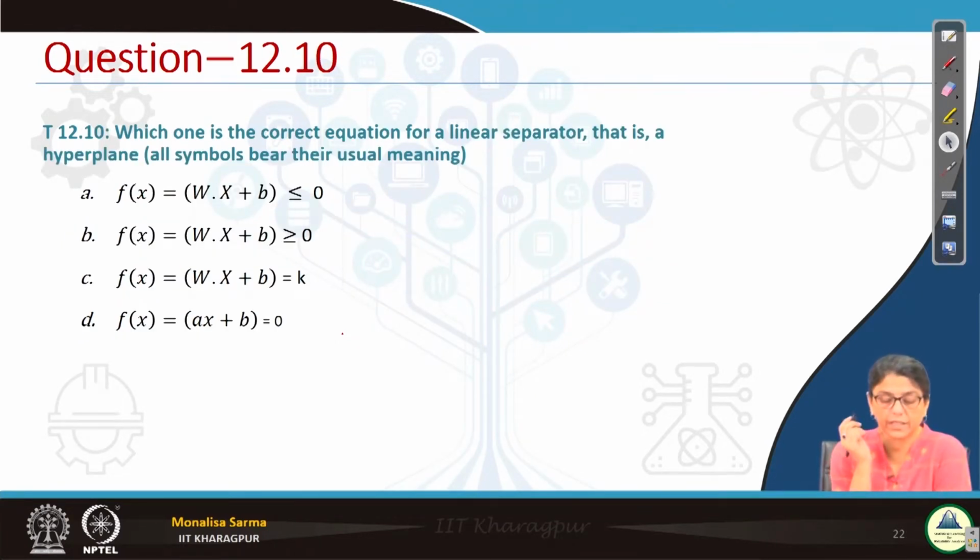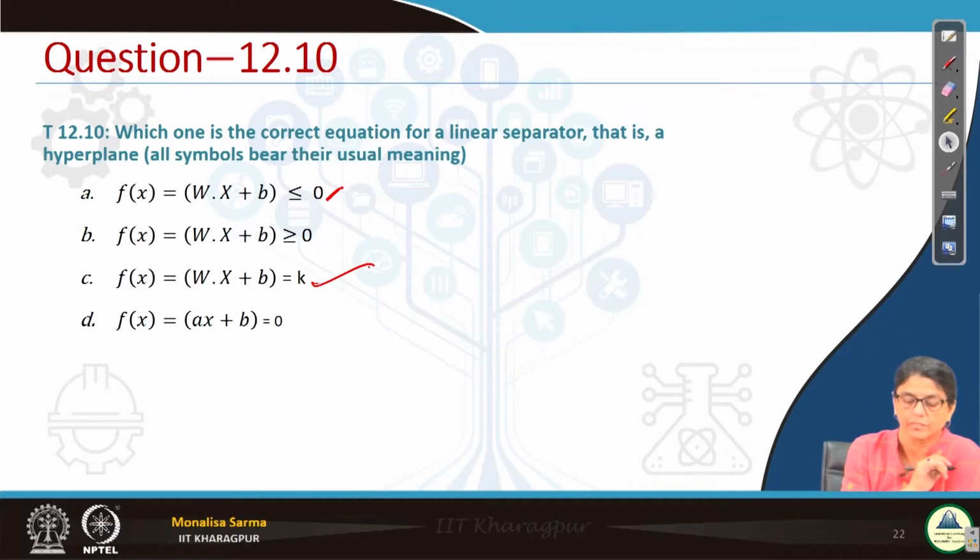Which one of the following is the correct equation for a linear separator, that is a hyperplane? All symbols bear their usual meaning. Definitely this one is not a linear separator, it has less than or equal to 0. In a hyperplane it should be equal to 0, right? So this is the one. If I take k to this side then it will be equal to 0. When a point lies on the hyperplane, the value will be equal to 0. Above the hyperplane we get a positive value, below the hyperplane we get a negative value. So this is the equation.